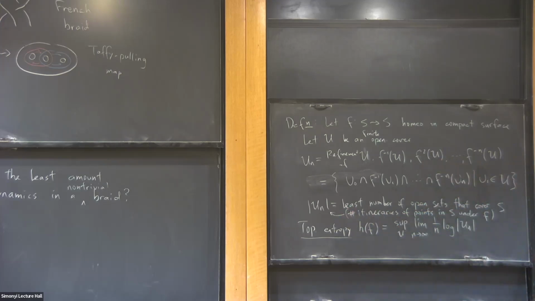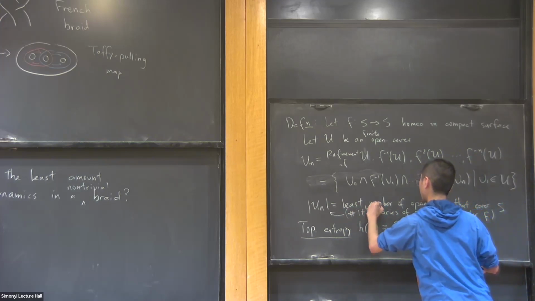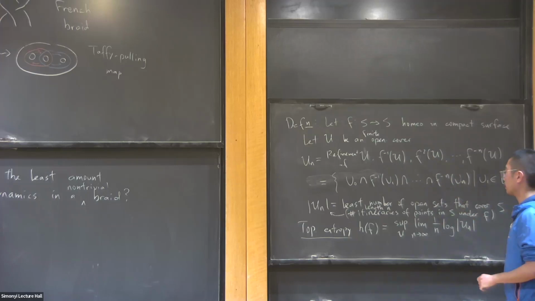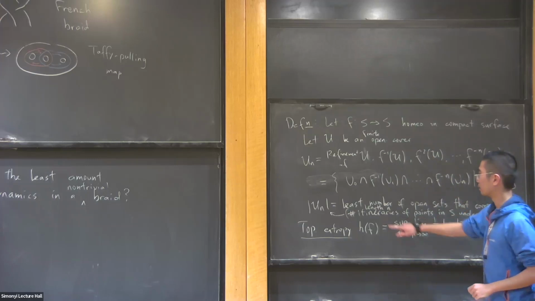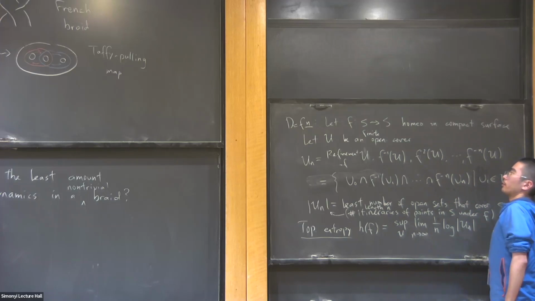So the larger the number of itineraries, the more options a point could have in terms of its dynamics under f. And the topological entropy is measuring the exponential growth rate of the itineraries. Well, okay, here I guess I'll just say length n itineraries. And the more complicated the dynamics of your map is, the more itineraries you're going to get. The larger this exponential growth rate, the larger the topological entropy. So this is a good way of measuring the dynamic complexity of a homeomorphism.